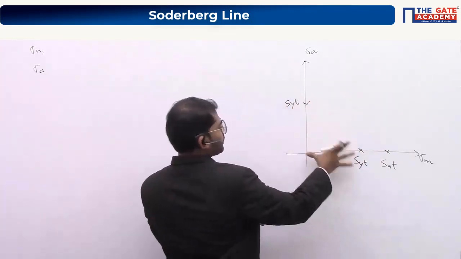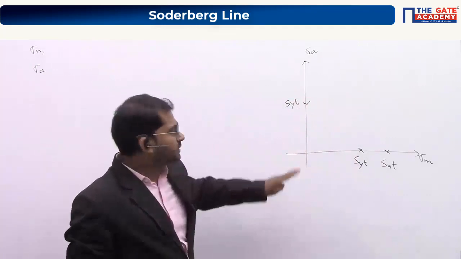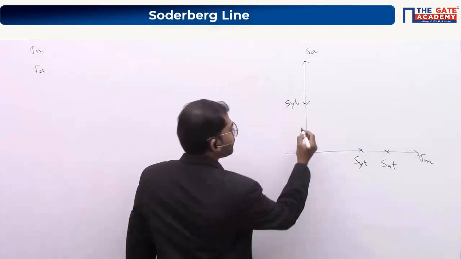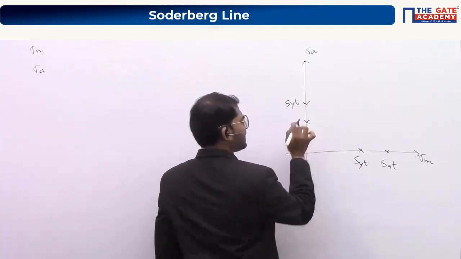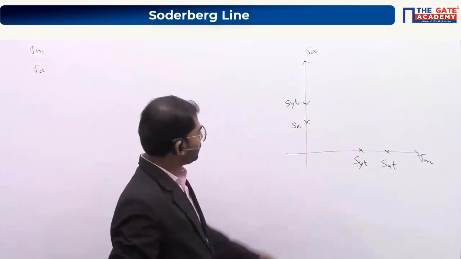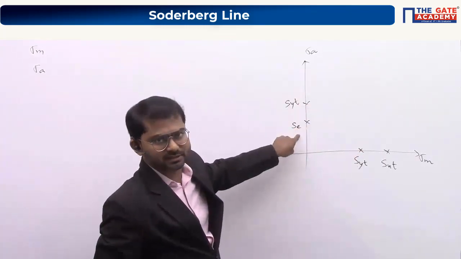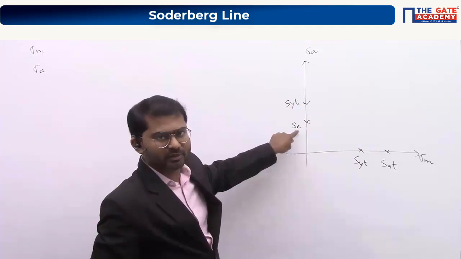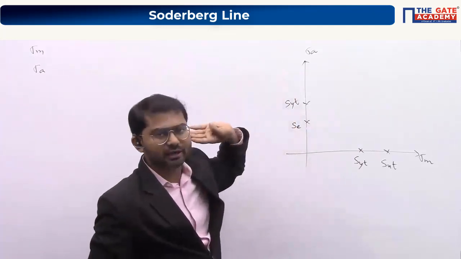Just for our reference, I'm keeping it here. So, strength in dynamic loading will become the endurance limit, which should be less than strength in static loading. So, whether you take SYT or SUT, it should be less than this. Okay. So, the SE value should be less than SYT and also SUT here.